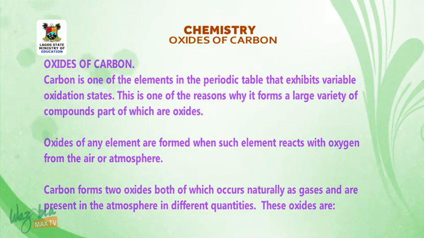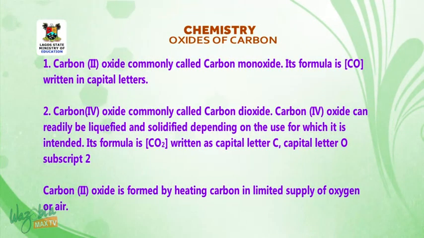These are the two oxides. 1. Carbon 2 oxide, commonly called carbon monoxide. Its formula is CO, capital letter C, capital letter O. Number 2, carbon 4 oxide, commonly called carbon dioxide. This oxide can readily be liquefied and solidifies depending on the use for which it is intended. Its formula is CO2. C and O written in capital letters and subscript 2 after O.